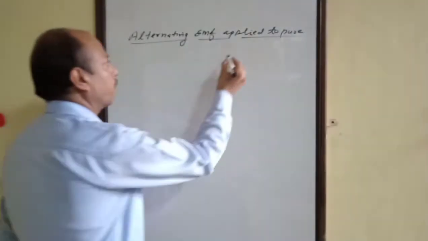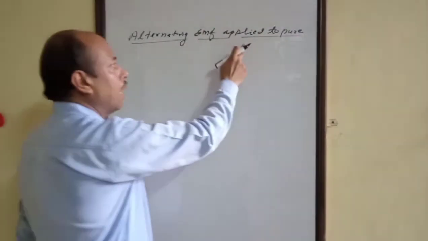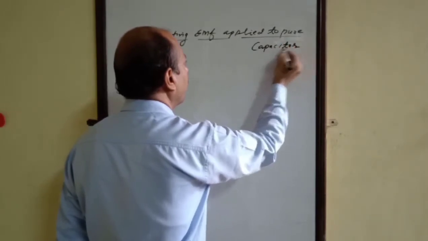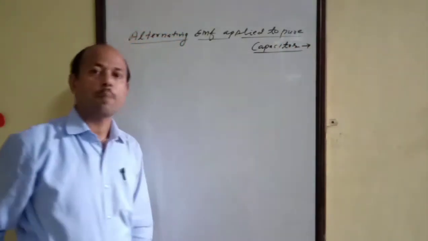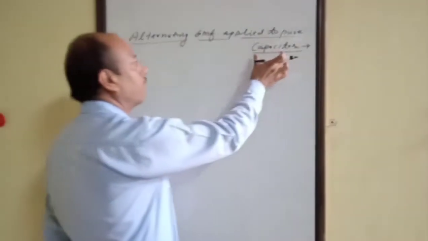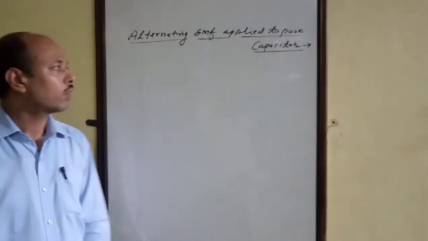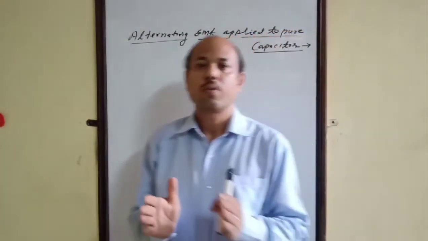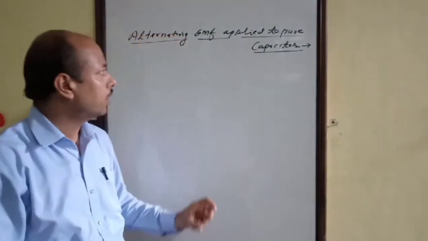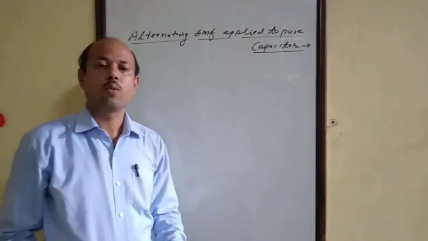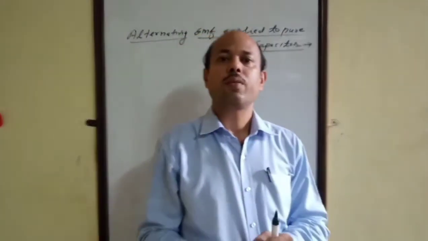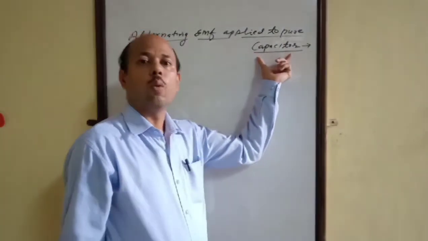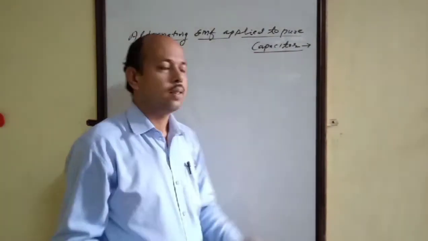Now we are considering the next topic, alternating EMF applied to a pure capacitor. It means it is having only the capacitive effect. Here we are considering only the capacitive effect of the capacitor. The same topic we have just discussed for the resistor, we are going to discuss for the capacitor. In this case we have to find out first the phase difference between voltage and current, and second the effective opposition of the capacitor to the AC.